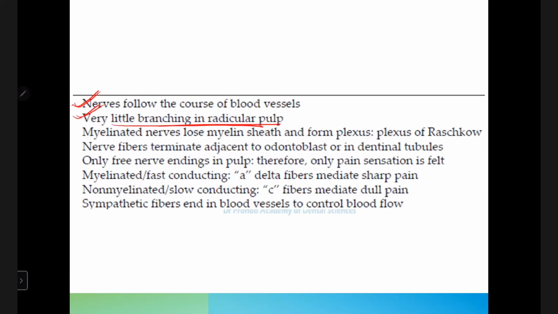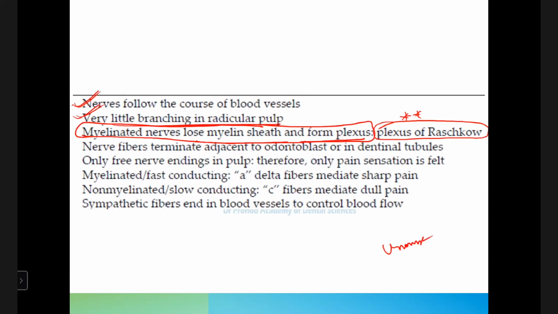And a very important point: there are myelinated nerves that lose the myelin sheath and form a plexus. This plexus is called the plexus of Raschkow. Remember this. Myelinated nerves have the myelin sheath, and because of the presence of the myelin sheath they are called myelinated nerves. If there is no myelin sheath, they are called unmyelinated nerves. So the myelinated nerves lose the myelin sheath and form a plexus, called the plexus of Raschkow.